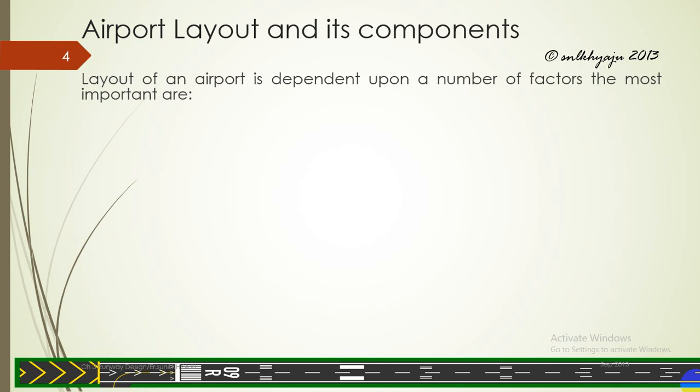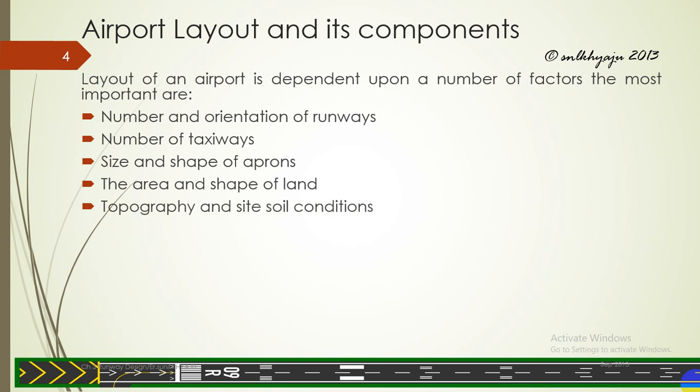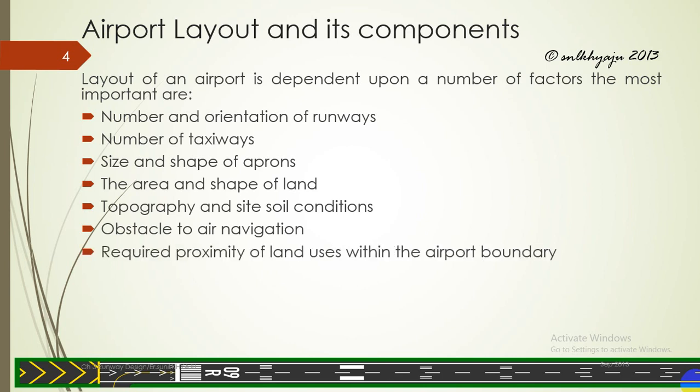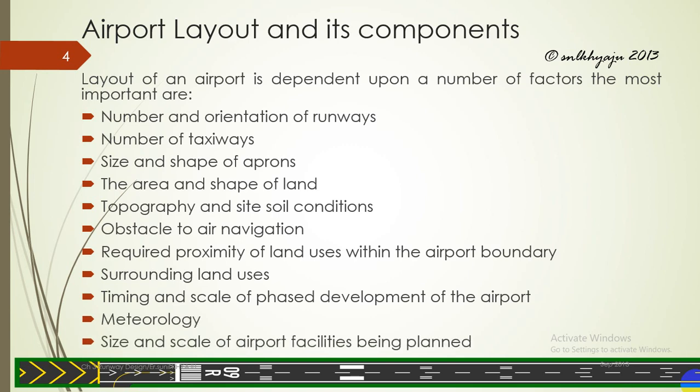Layout of an airport is dependent upon a number of factors. The most important are number and orientation of runways, number of taxiways, size and shape of aprons, the area and shape of the land, topography and site soil condition, obstacle to air navigation, required proximity of land usage within the airport boundary, surrounding land uses, timing and scale of phased development of airport, and meteorology. Size and scale of airport facilities being planned.